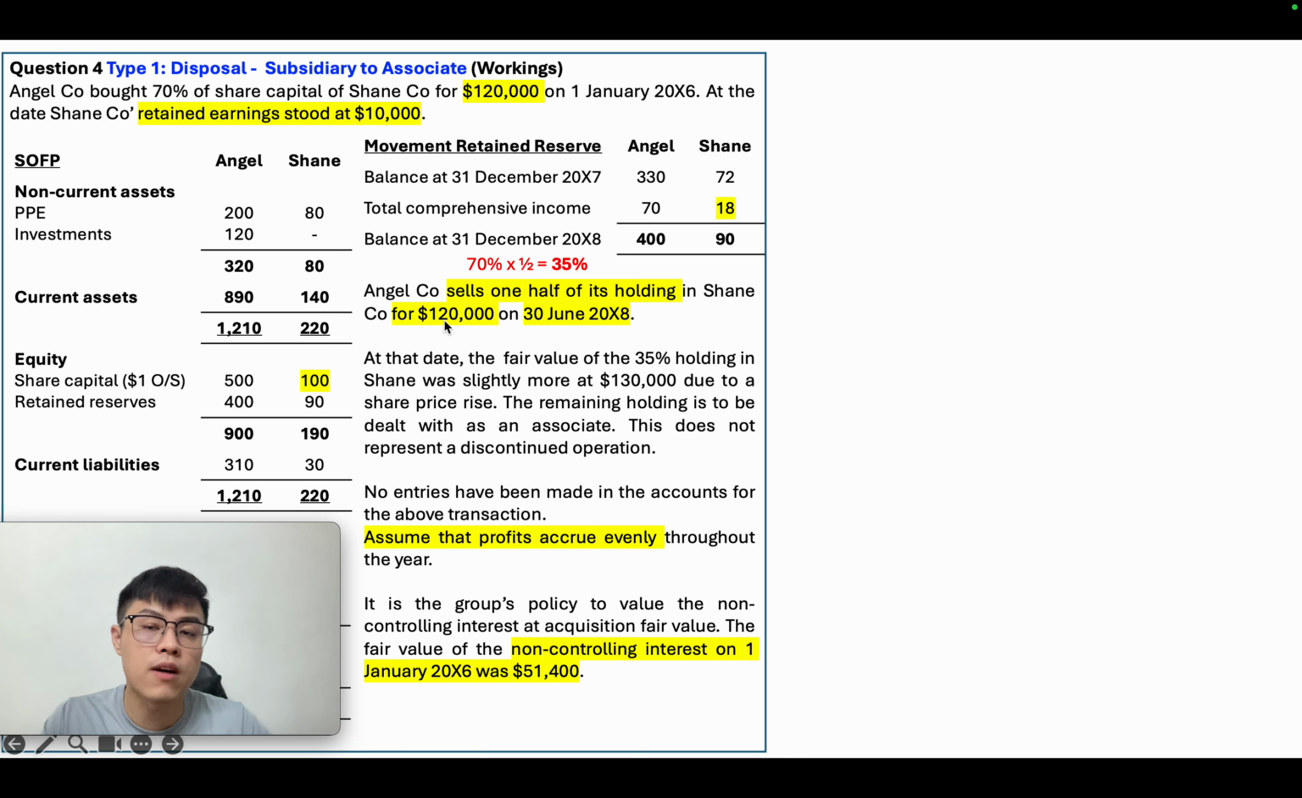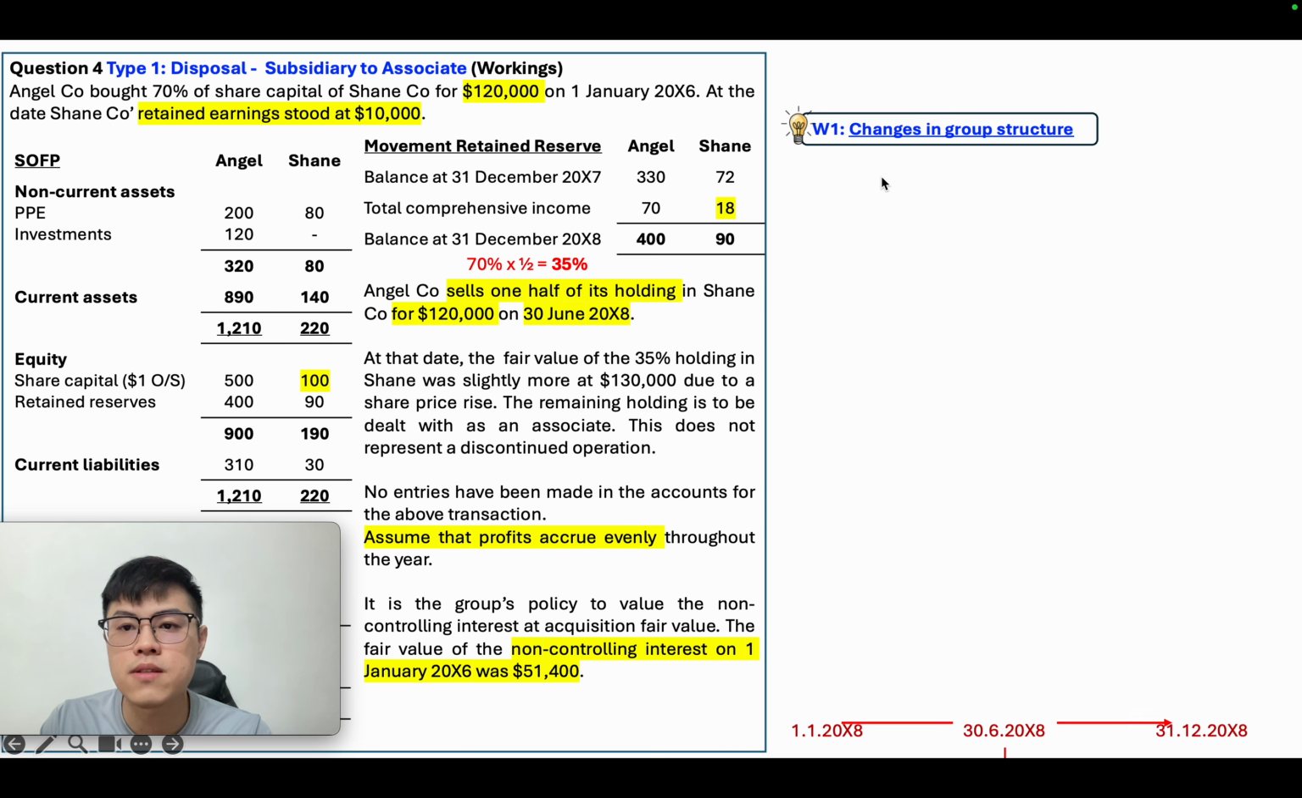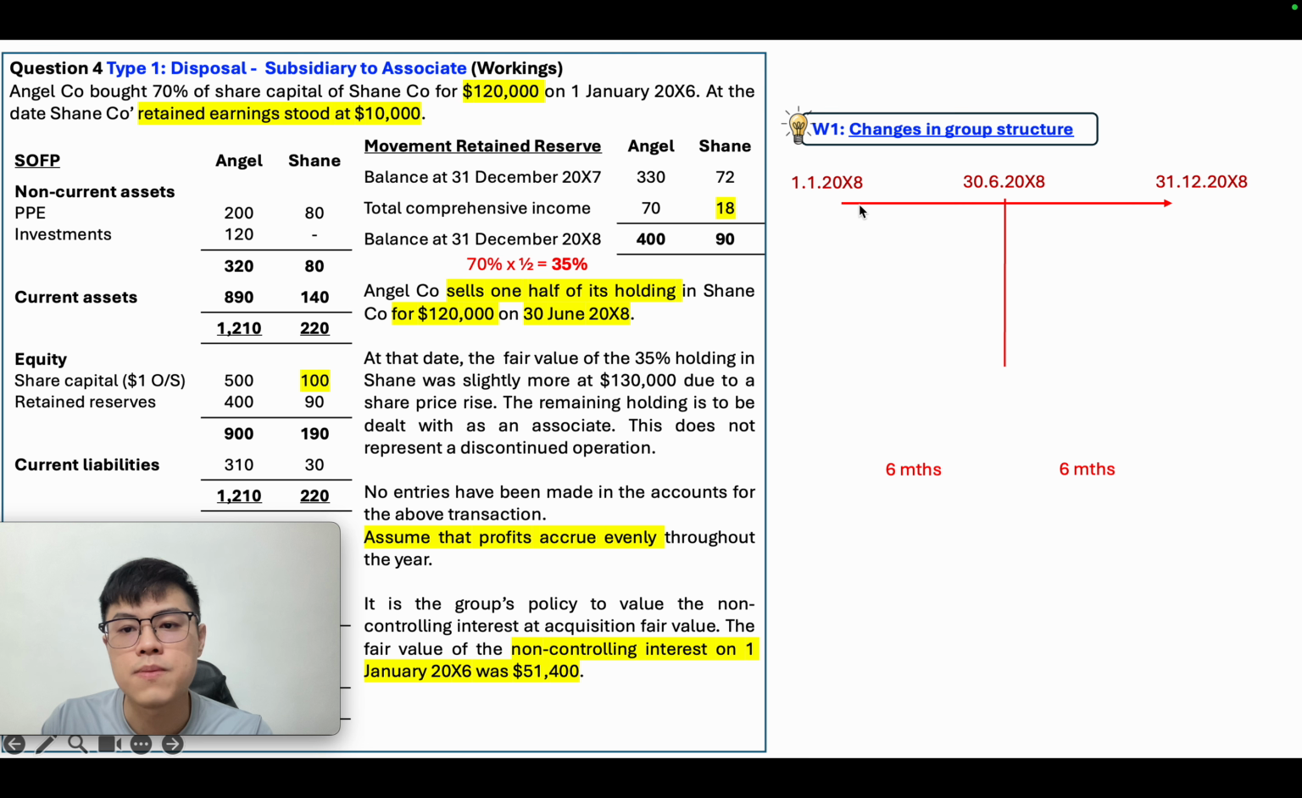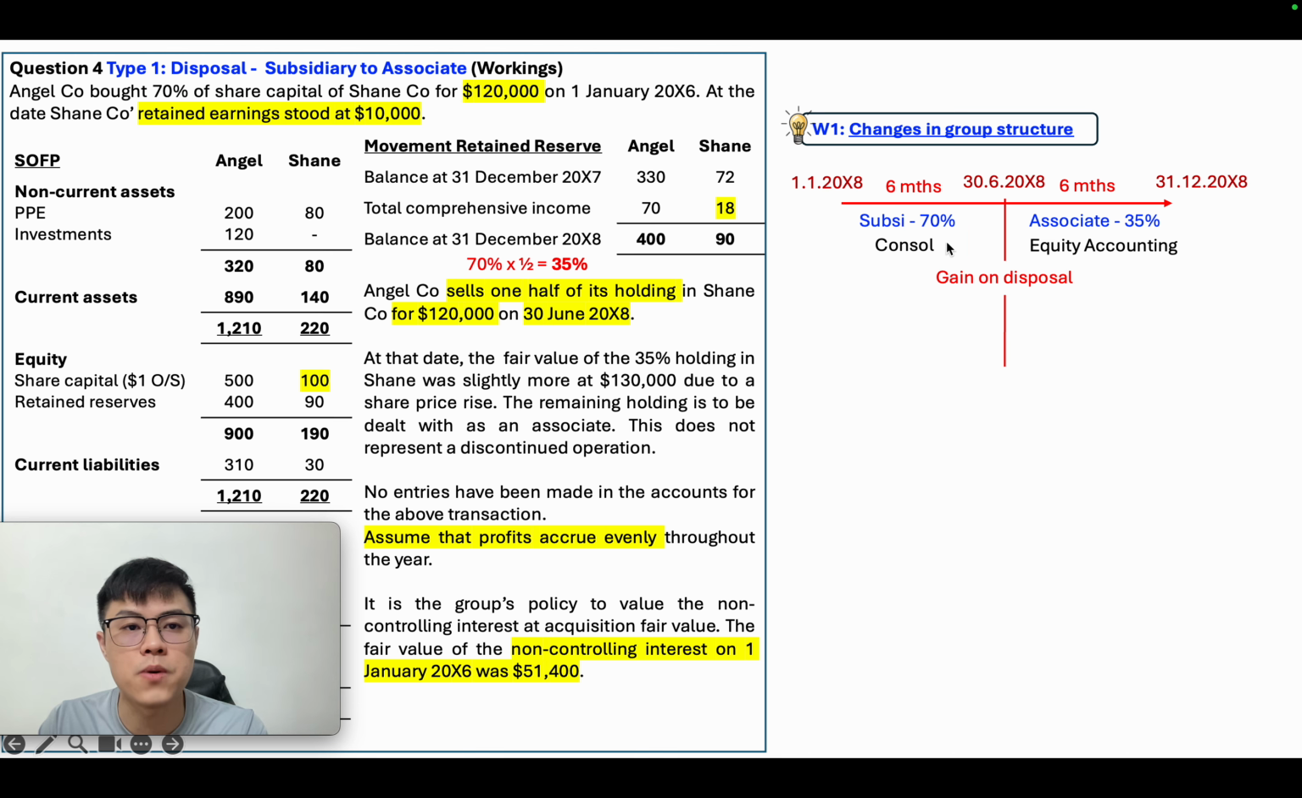So you sell the first 35% to other people by collecting 120, and another 35% you keep as an associate. Value on the day is 130,000. That is your associate. No entry has been made, and assume the profit accrued evenly. This is for you to calculate at the point of change how much is your retained earnings, and the non-controlling interest is 51,400. Let's start. So change in group structures. We know that 1st of January, for 6 months it is a subsidiary, and after that will be my 35% associate. We need to calculate gain on disposal or loss on disposal, profit or loss on disposal at the date of change.